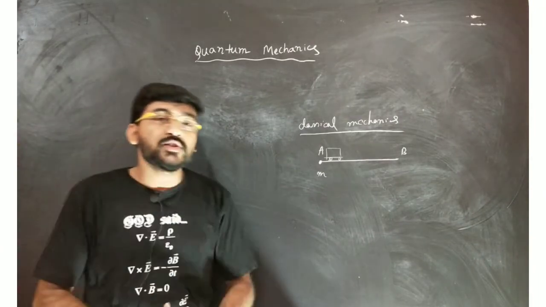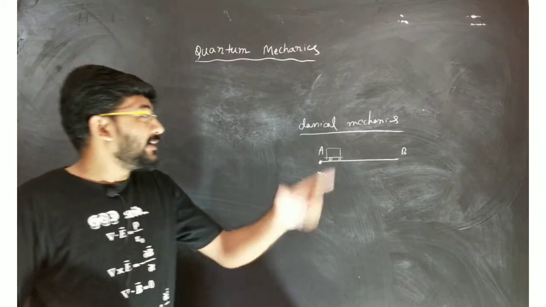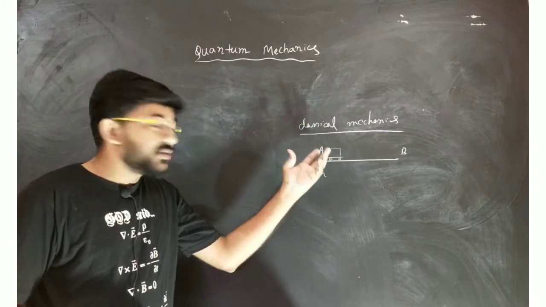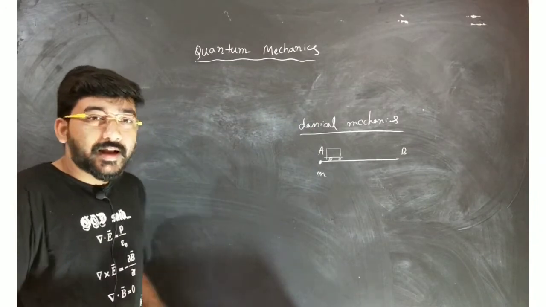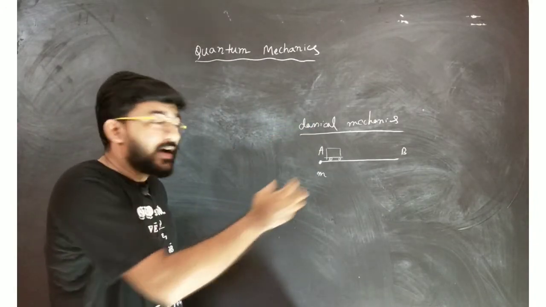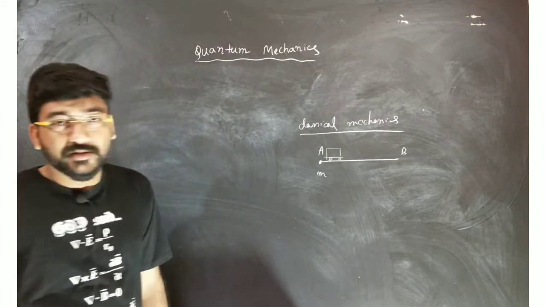And what is your process of observation? Light is falling on this object, and from this object light is reflected to our eyes and we can visualize the object.